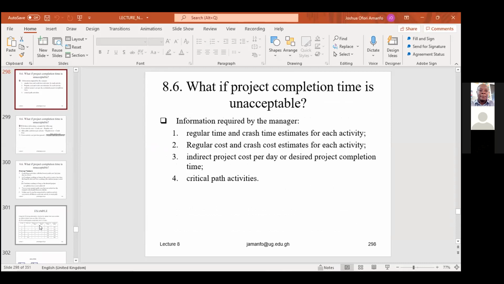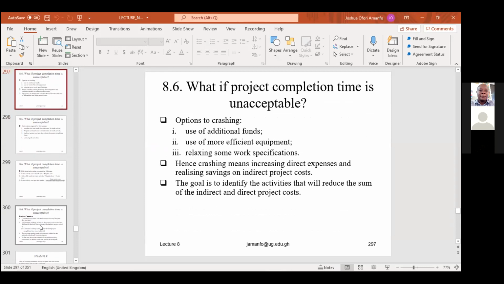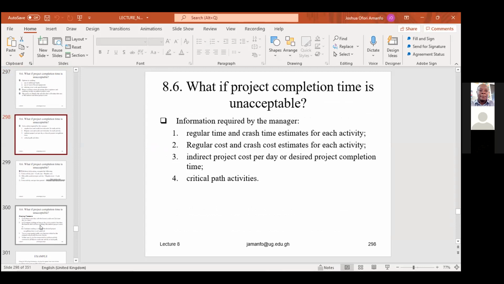Okay, so what if the project completion time is unacceptable? So we are looking at crashing. I think we started crashing. We said, if the project completion time is unacceptable, we need to shorten it, which in project management we refer to as crashing.